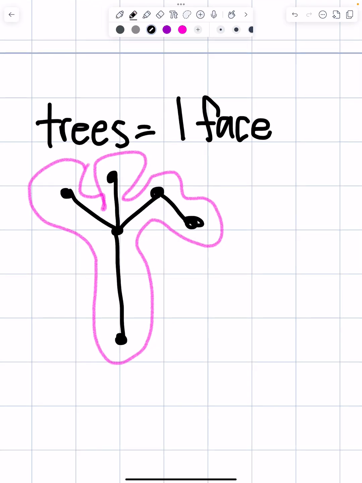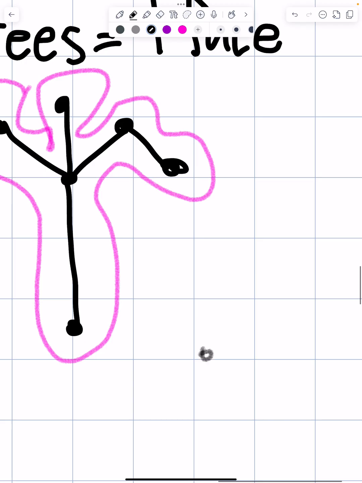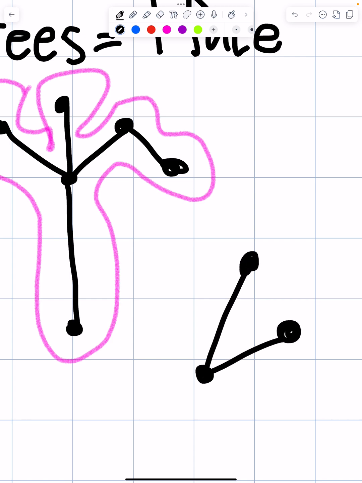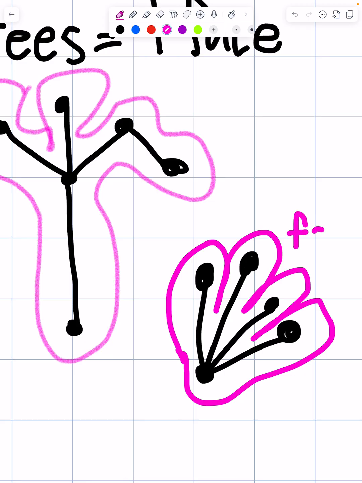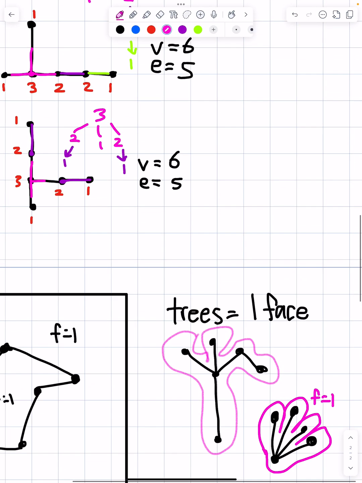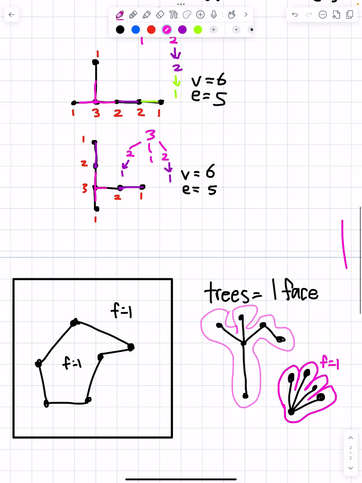And a tree could also look something like that. Why? Because the face also equals 1. Here, here, here, here. That's a face. Face still only equals 1. Now, that's what trees are.